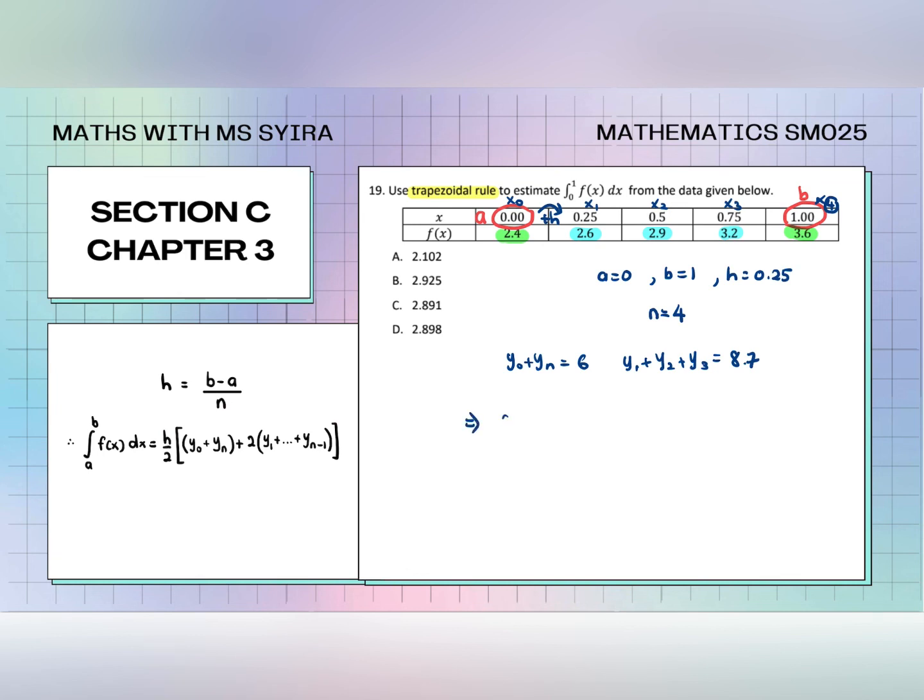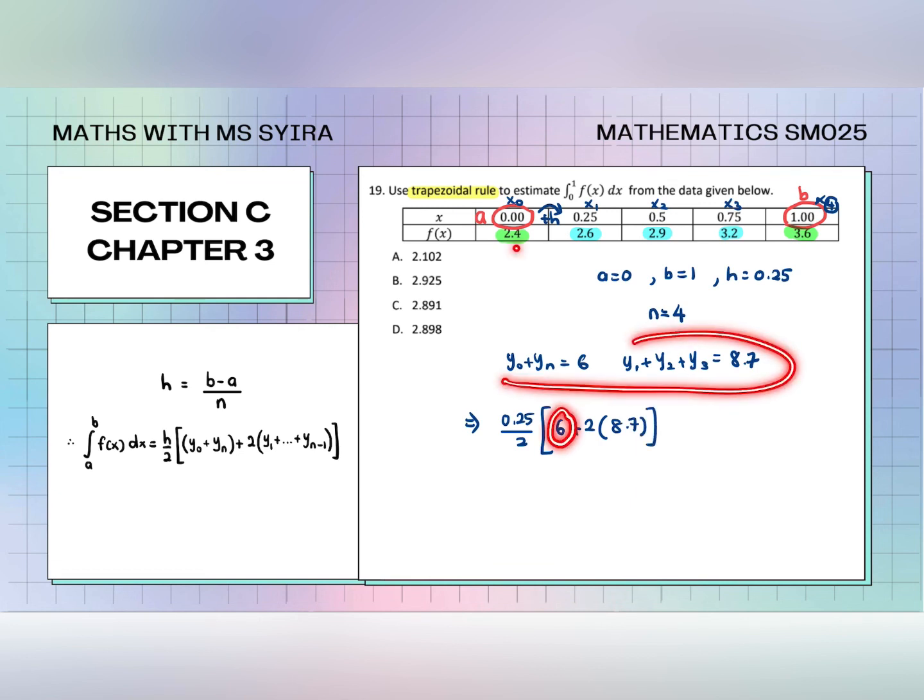So, H adalah 0.25. Kamu bahagikan dengan 2. And then, kamu terus masukkan dalam kalkulator siap-siap. 6 tambah 2 darabkan dengan 8.7. Okay. Kalau tak nak kira asing macam ni pun tak apa. Ini masukkan yang warna hijau. Ini masukkan hasil tambah ini. Okay. And then your calculator will give you answer lah.